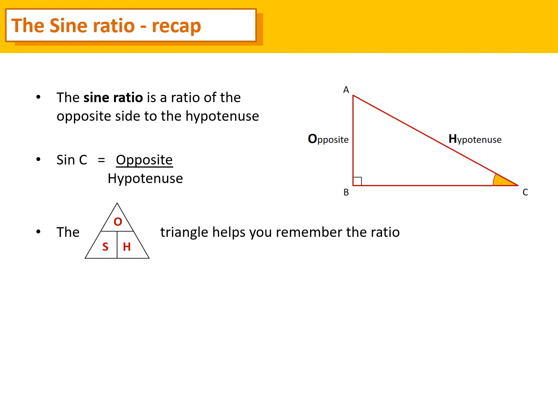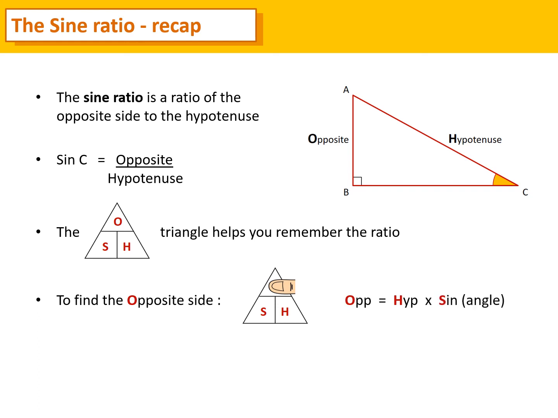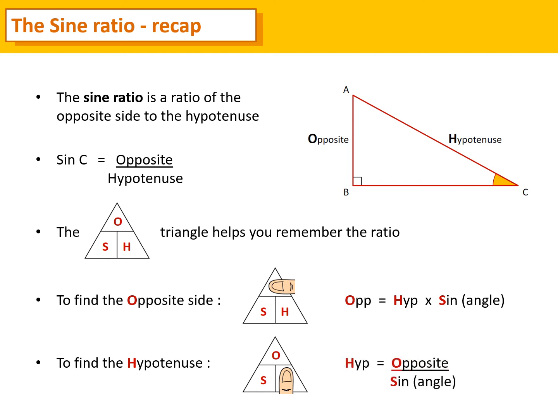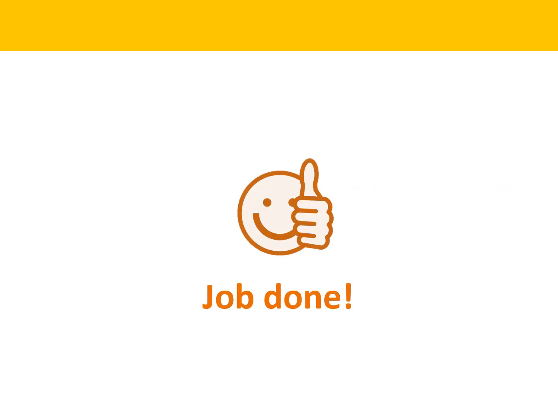We can use the SOH triangle to help remember the ratio. If we wish to find the opposite side, place our finger over the O, and that tells us it's the sine of the angle times the hypotenuse. However, if we wish to find the hypotenuse, we place our finger over the H, and it tells us that the hypotenuse is the opposite divided by the sine of the angle. And having heard the recap, if you've understood all that, you've got the job done.